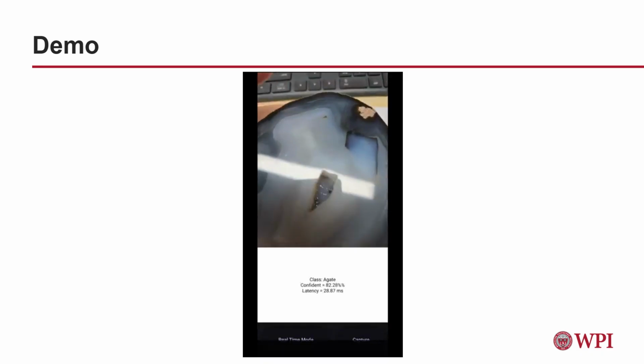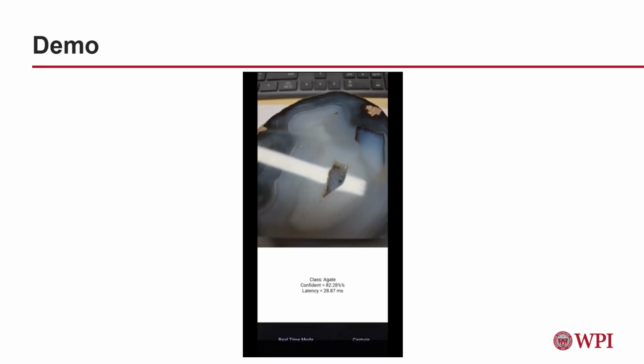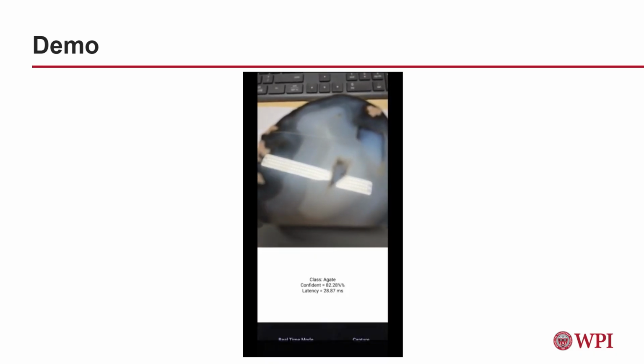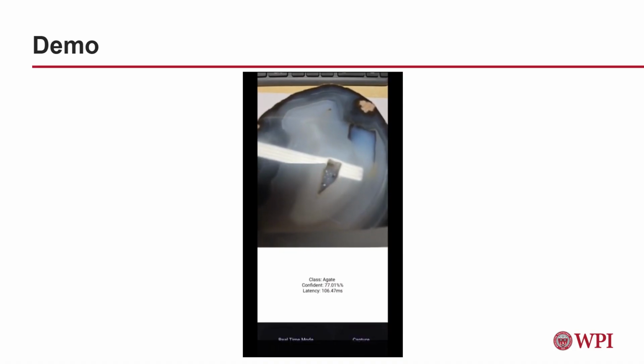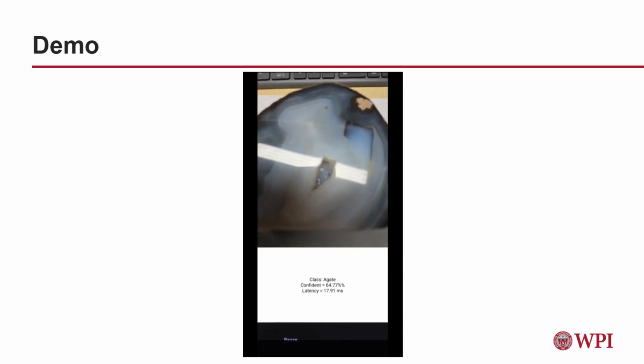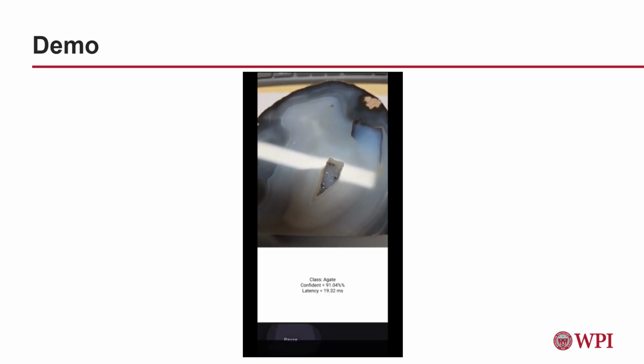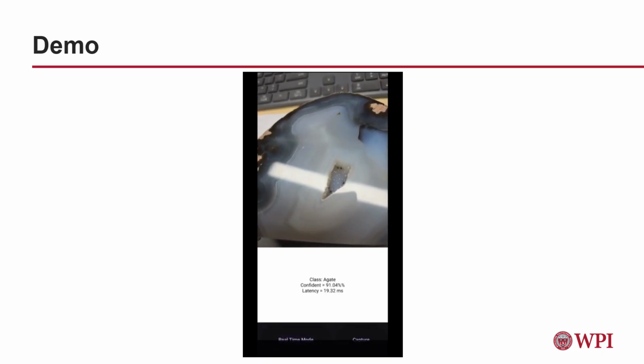And right here is a sample of polished agate, which is the same mineral type as before, and as you can see, the app is also able to properly identify the mineral as the appropriate class, with around 80 to 90% in terms of confidence.